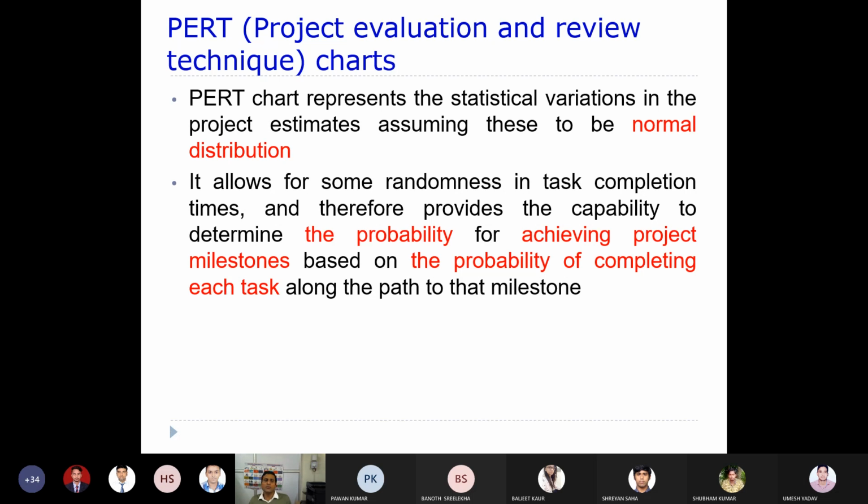Okay, so that means you will now be able to get the milestone duration. Let's say the milestone here is the complete project. So you can always get the completion time of that particular project in probabilistic terms.